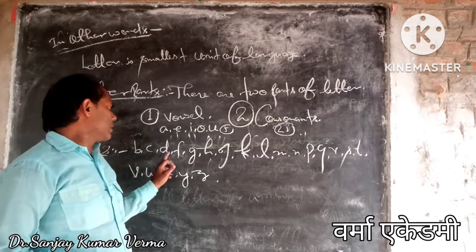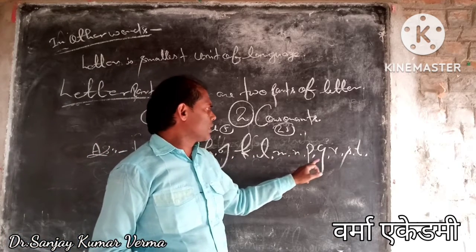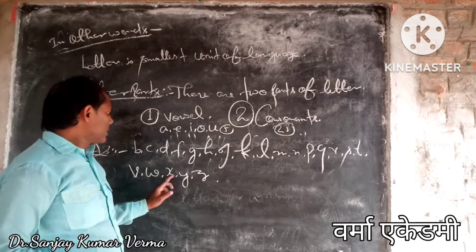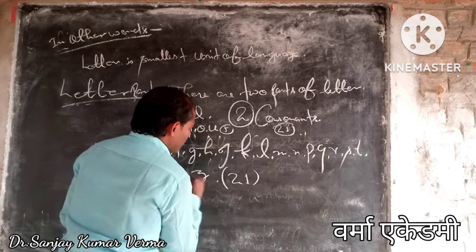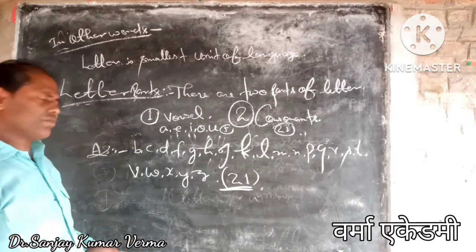First, second, third, fourth, fifth, sixth, seventh, eighth, ninth, 10th, 11, 12, 13, 14, 15, 16, 17, 18, 19, 20 and 21st. The number of consonants is only 21. Okay.